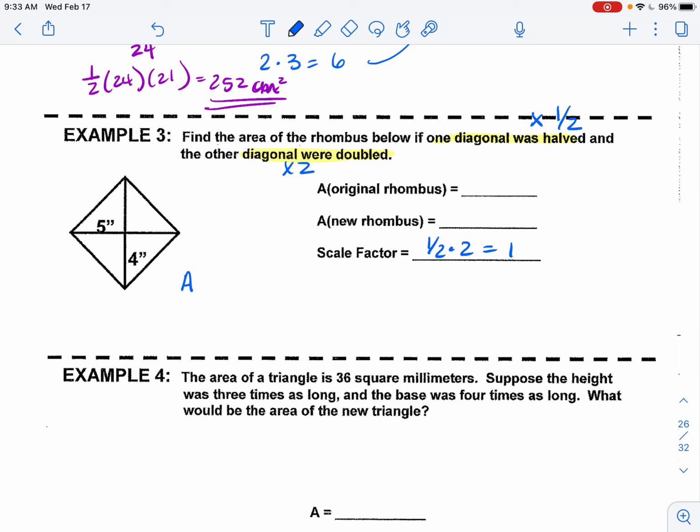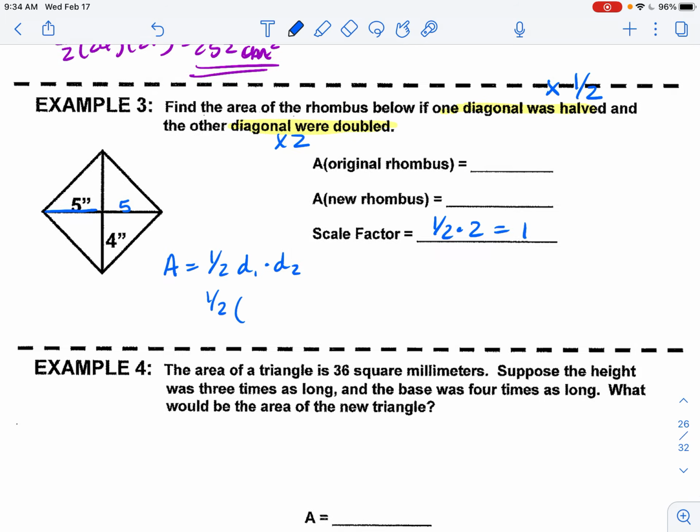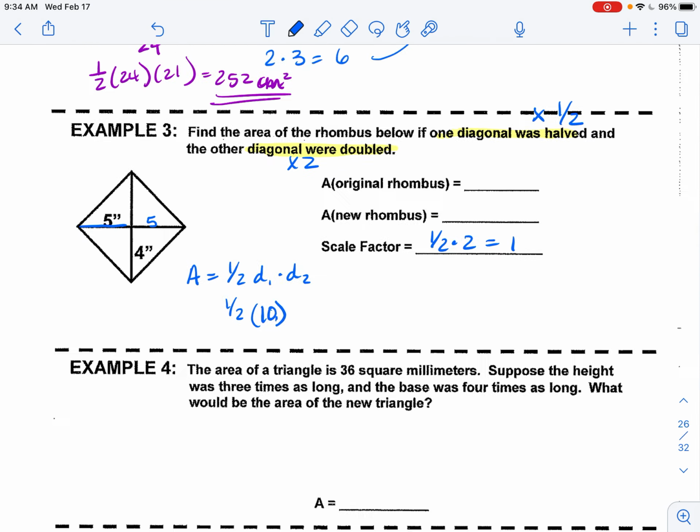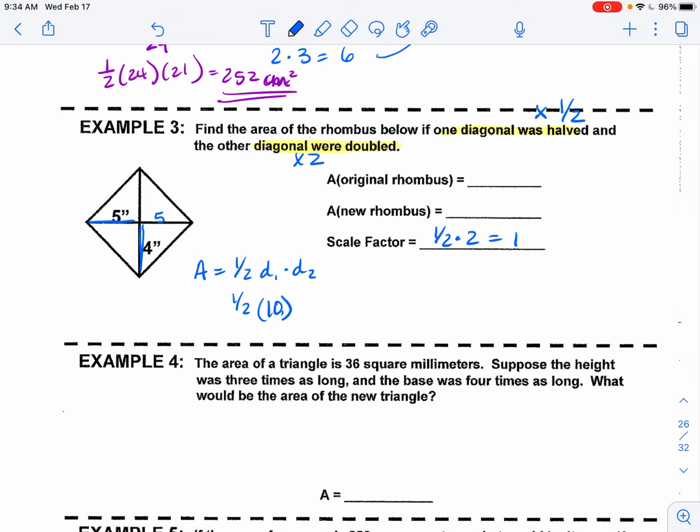All right, so the area of a rhombus is 1/2 the product of the diagonals. Diagonal 1 times diagonal 2. So 1/2, and let's see. We know that this piece is 5, and so this piece is also 5. So we'll call diagonal 1 10 units. And diagonal 2, well, this piece is 4, and so this piece is 4, so that's going to give me 8. Half times 10 times 8, so half times 10 is 5, times 8 is 40. So the area of my rhombus is 40.